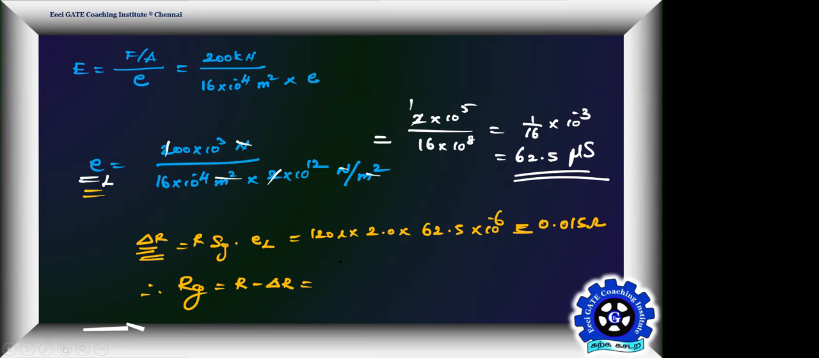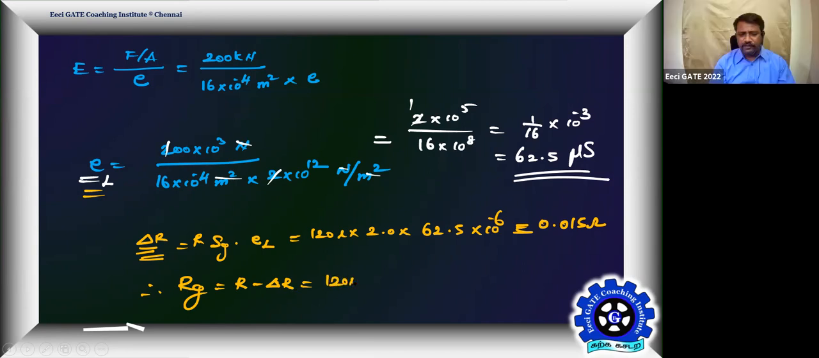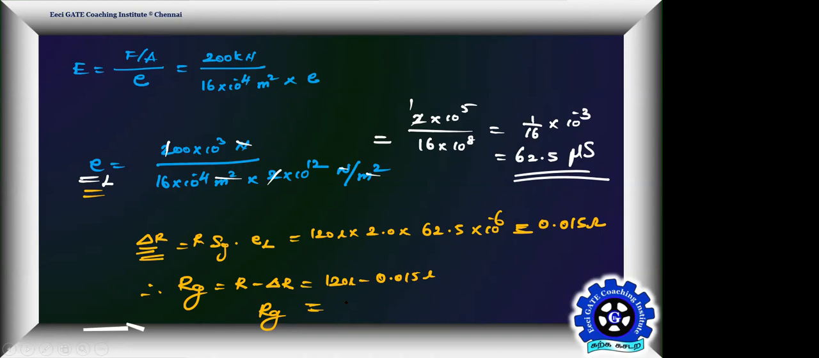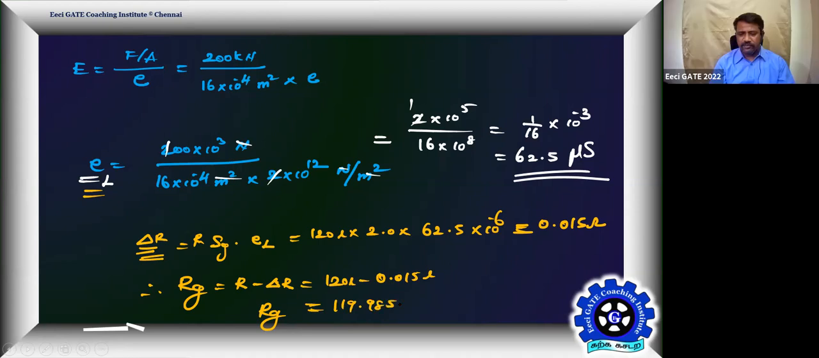Yes, sir. Then what is your R? 120 ohms. 120 minus 0.015 ohms will be your resistance of the gauge RG. What is that number? 119.985 ohms, sir. Okay, that's your RG.